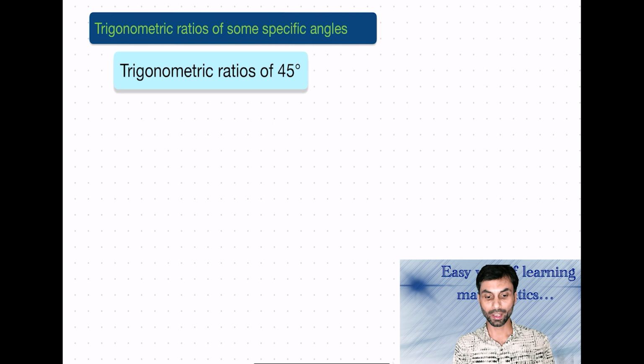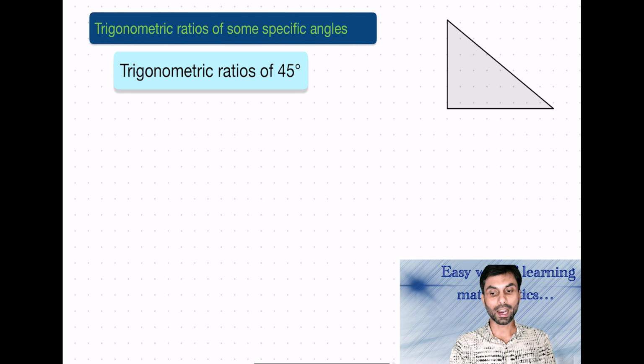the value of it. So in order to find the value of 45 degree for any trigonometric ratio, what we'll do is we'll take a right angle isosceles triangle. So here these two sides are equal. Name it as ABC, where angle B is 90 degree.